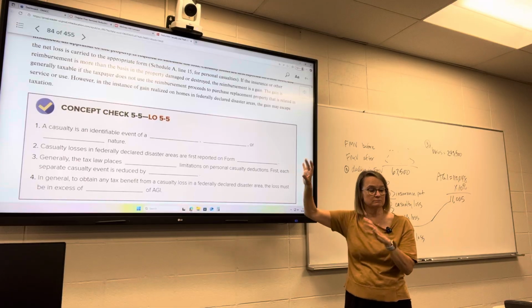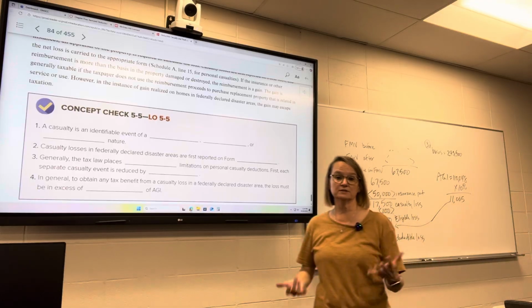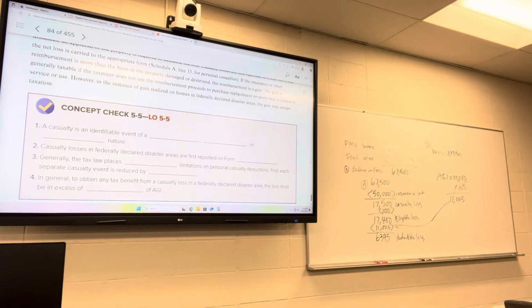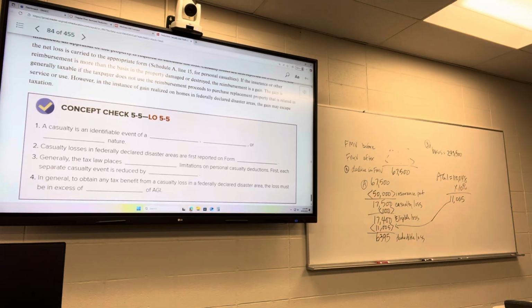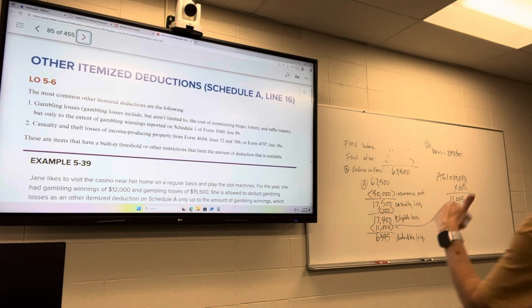Any questions about that? So it's a deduction, but it's severely limited, obviously, by the fact that it has to be a presidentially declared disaster area, and then you've got to reduce it by the amount of insurance that you receive, and that $100, which isn't really a small deduction, but you have to reduce it by that. And then also only the amount over 10% of your AGI would be included as the deductible loss. This is a very short section, so I'm just going to keep going here.